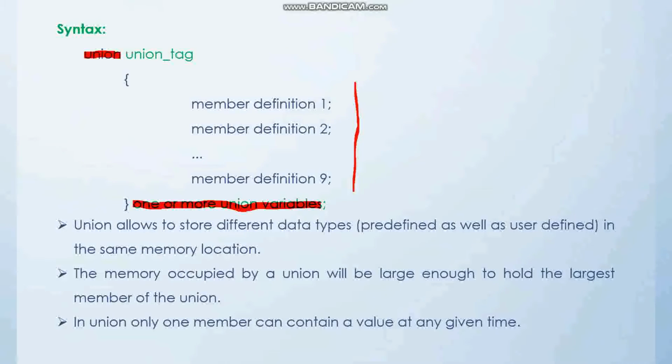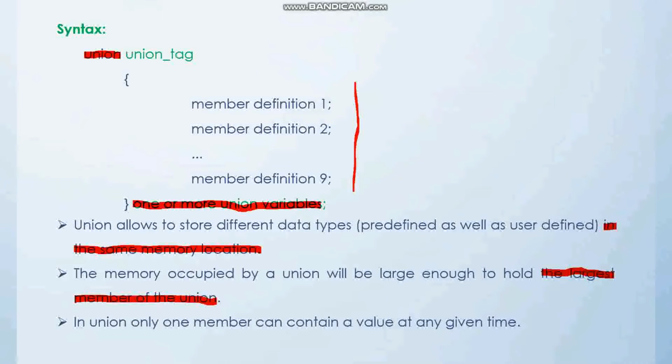There are three important points related to the union, which differentiate union from the structure. First point, union allows us to store different data types, predefined as well as user defined, in the same memory location. The second point is the memory occupied by a union will be large enough to hold the largest member of the union.